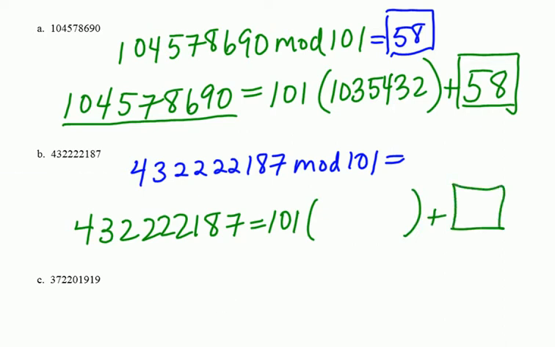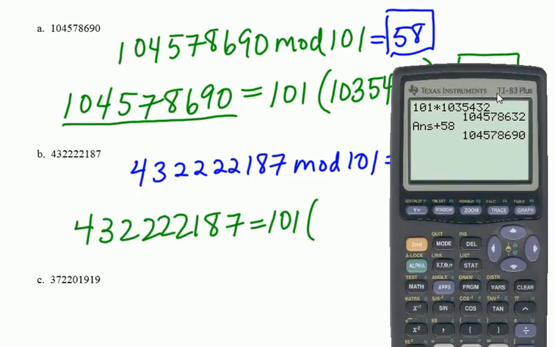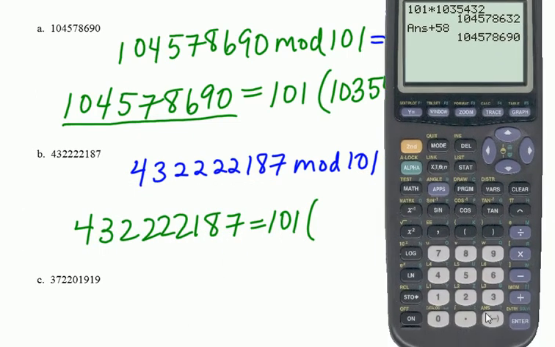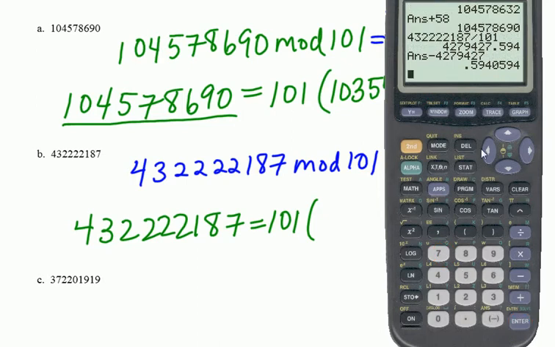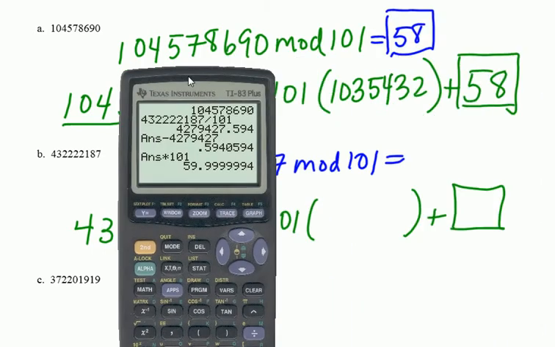So quickly again, I type in my original Social Security number, 4322218187, and divide that by 101. Now I've got to get rid of the integer part of this solution, so I'm just going to subtract off 4279427. I'm left with the decimal portion of the solution. I multiply that by, you guessed it, 101. And sure enough, I get 59.